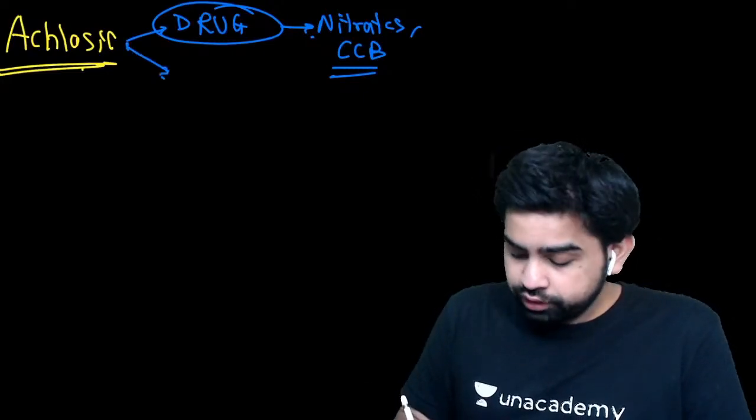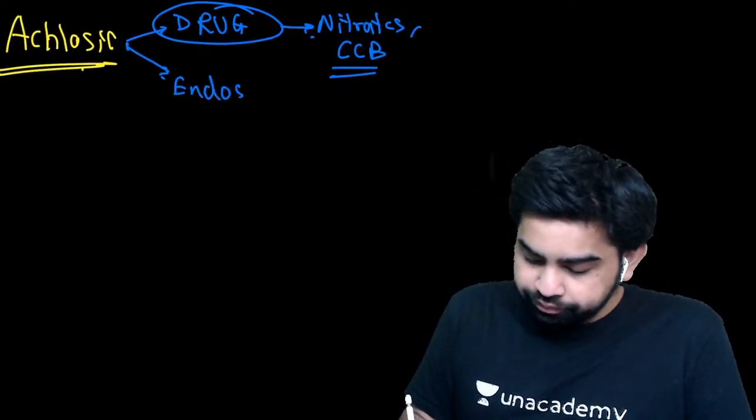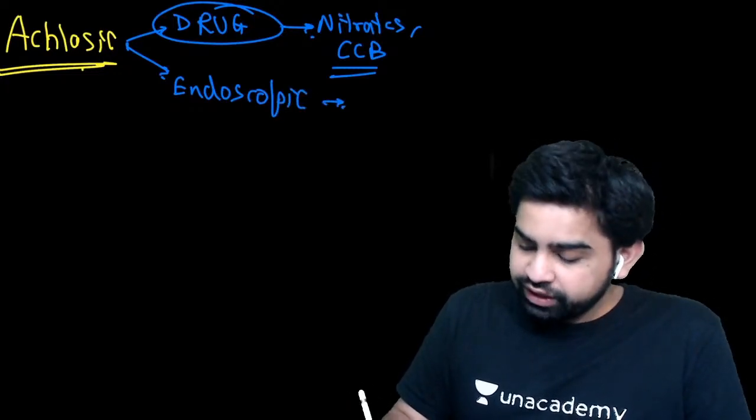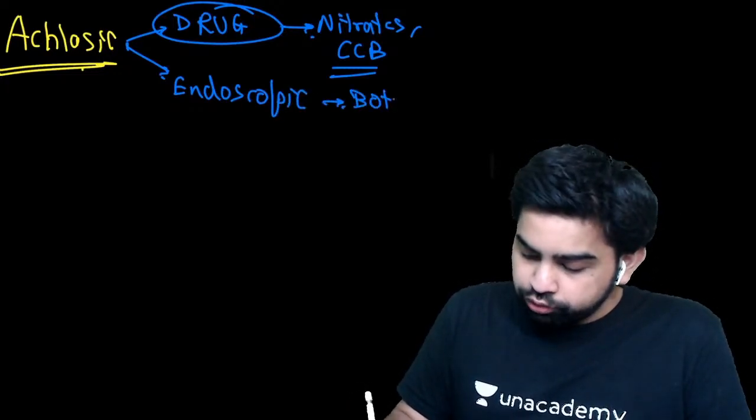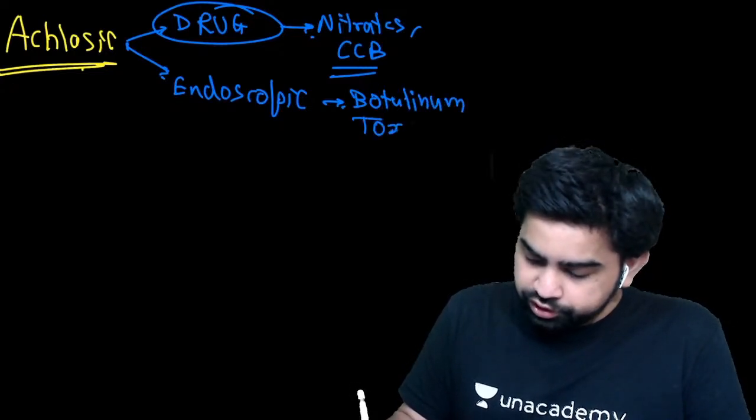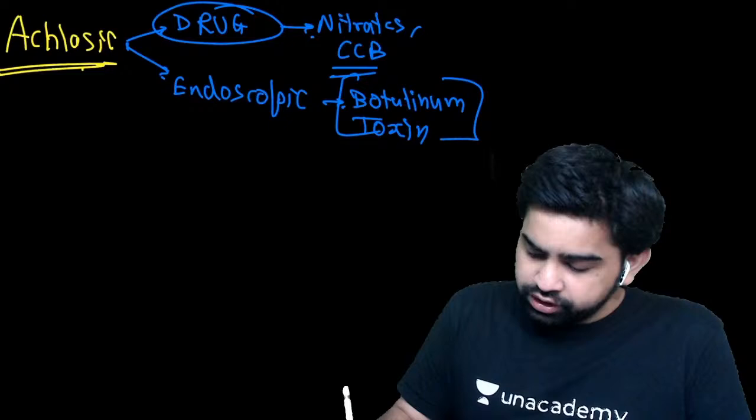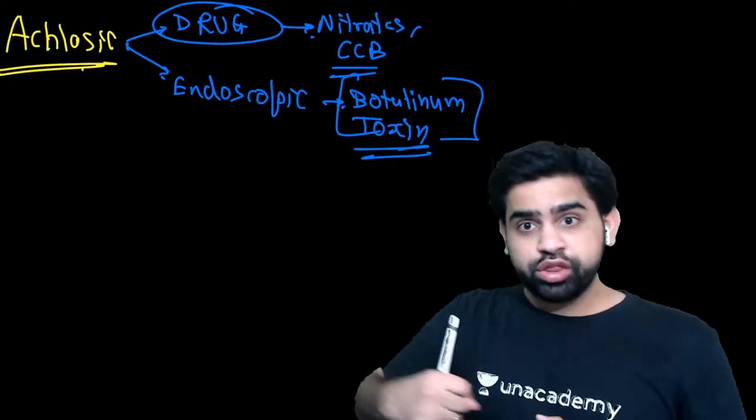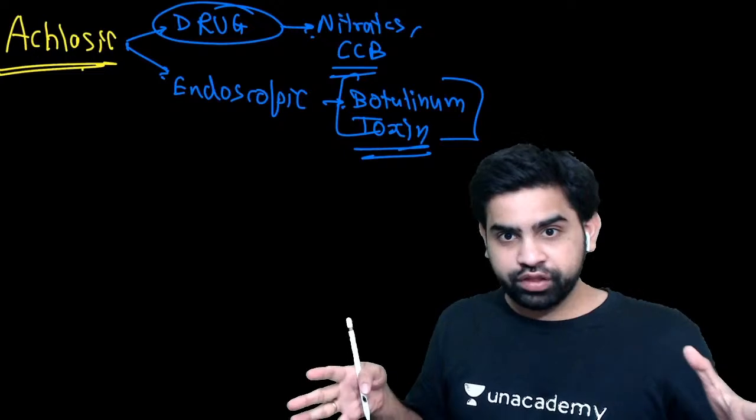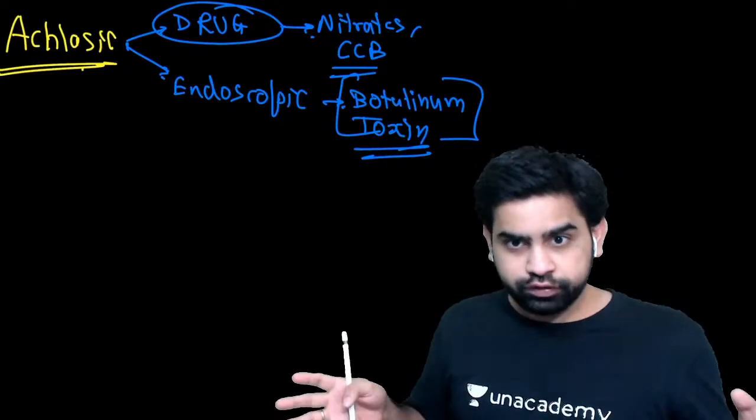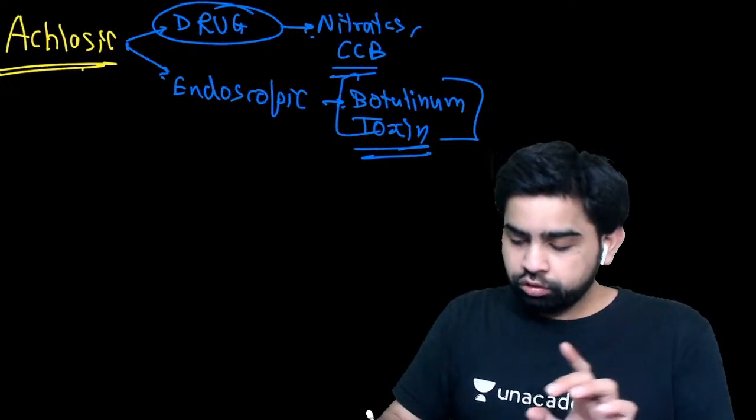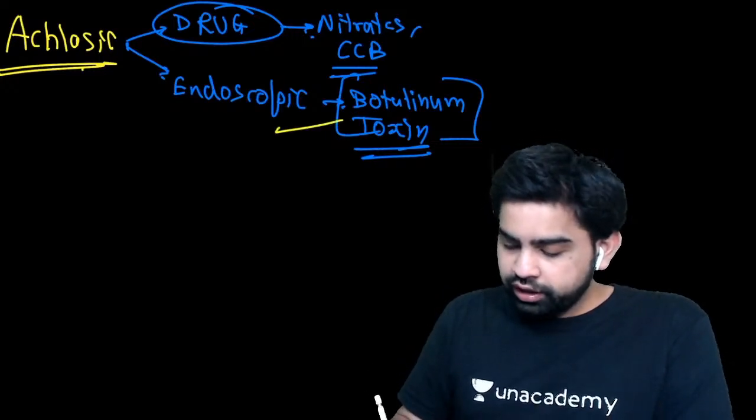We can go in for endoscopic management. In the endoscopy, we can either go for a botulinum toxin. So what is this botulinum toxin, guys? If you inject this botulinum toxin, what is it going to do? It is going to relax the lower esophageal sphincter. Because of this, whatever food you eat will easily enter into the stomach.